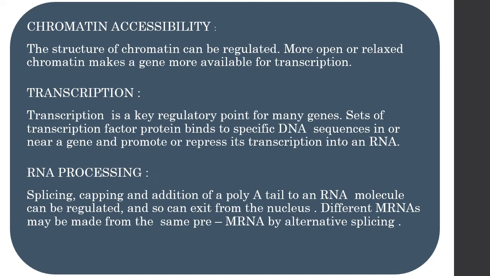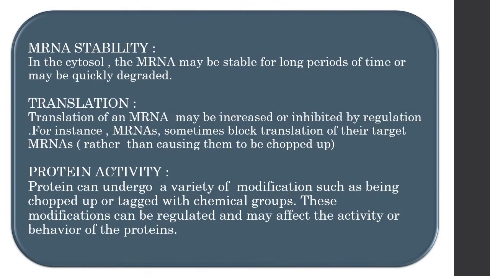In RNA processing, splicing, capping and the addition of the poly-A tail take place on an RNA molecule. This can be regulated so that it can exit from the nucleus, and different mRNAs may be made from the same pre-mRNA by alternative splicing. For mRNA stability, the lifetime of an mRNA molecule in the cytosol can be affected, and it may be quickly degraded.